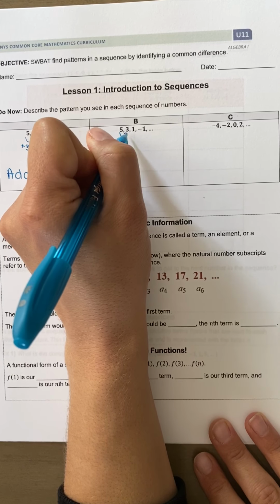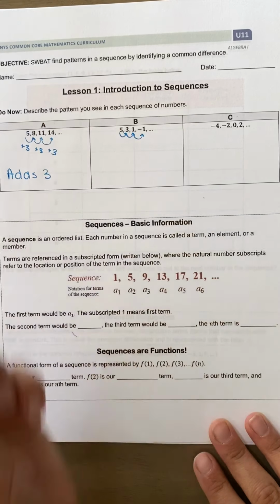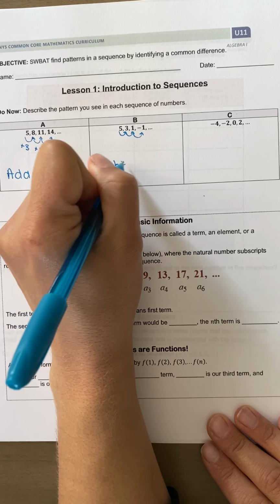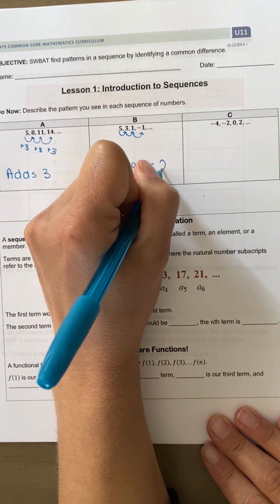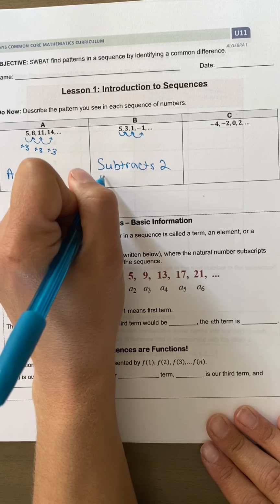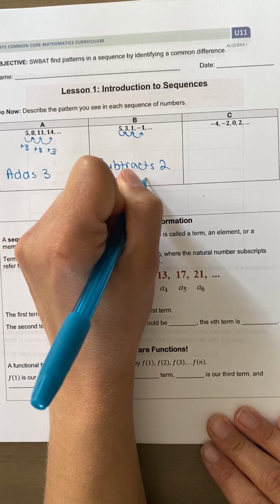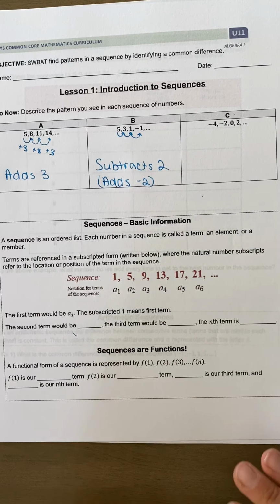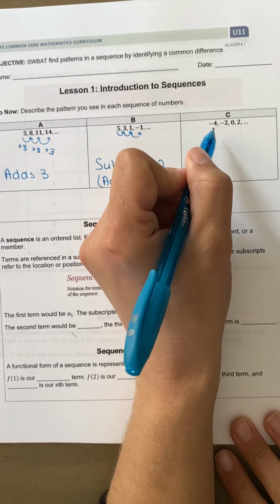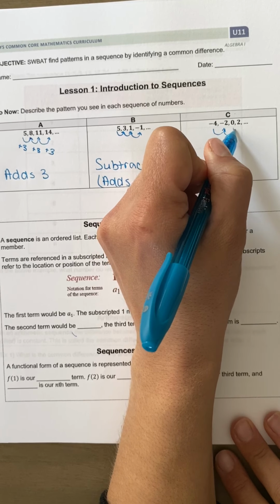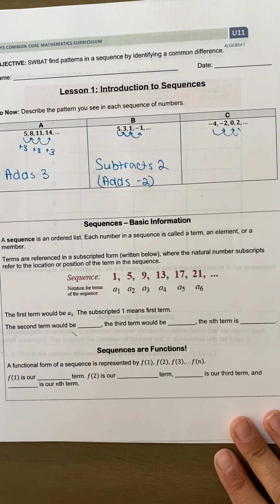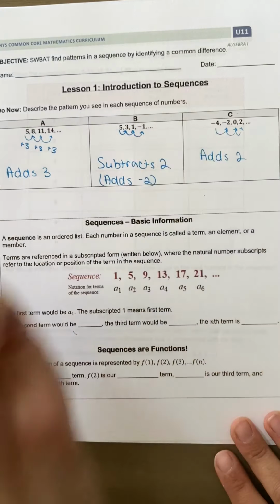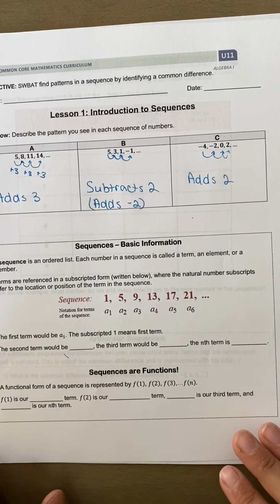How do I get from 5 to 3 and then 3 to 1 and then 1 to -1? I take 2 away every single time. So it subtracts 2. Okay, another way to say that is it adds -2. Okay, these are synonyms of one another. They are exactly the same. Okay. Here to get from -4 to -2, from -2 to 0, from 0 to 2, I'm going to keep adding 2 every single time. Okay, so those are the patterns there.